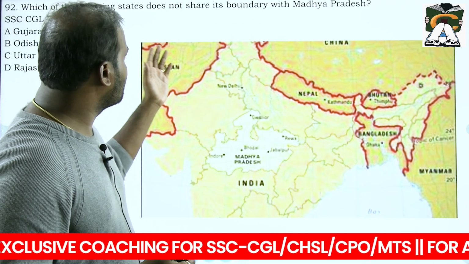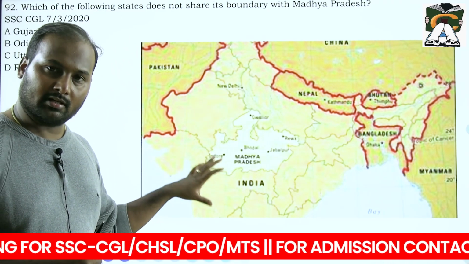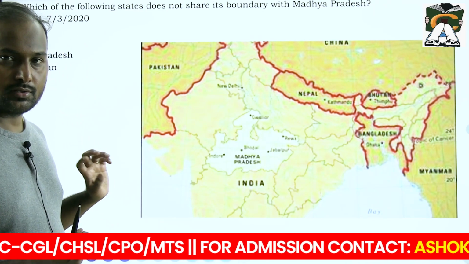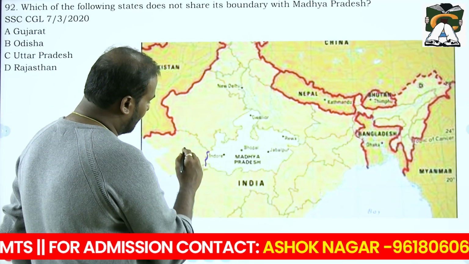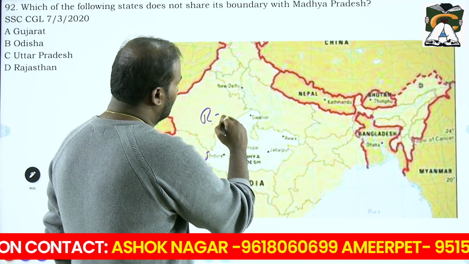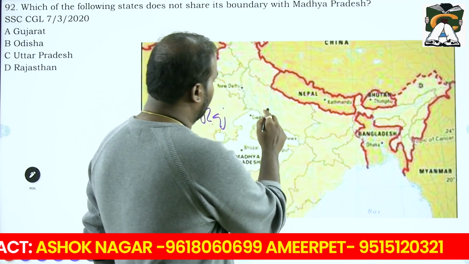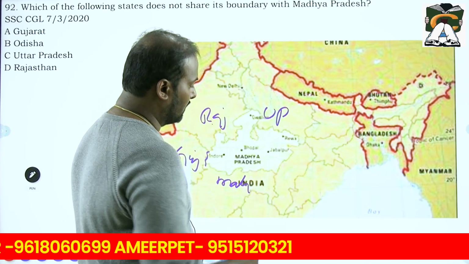Which of the following state does not share its boundary with Madhya Pradesh? Previously we saw Orissa in the same session. Now we are seeing with Madhya Pradesh also. So try to take this image. So you can see in the Madhya Pradesh, you can see this region. You are having what? Gujarat. Okay. Here it is starting with what? Rajasthan. Here you are having what? Uttar Pradesh. On the southern side, Maharashtra.